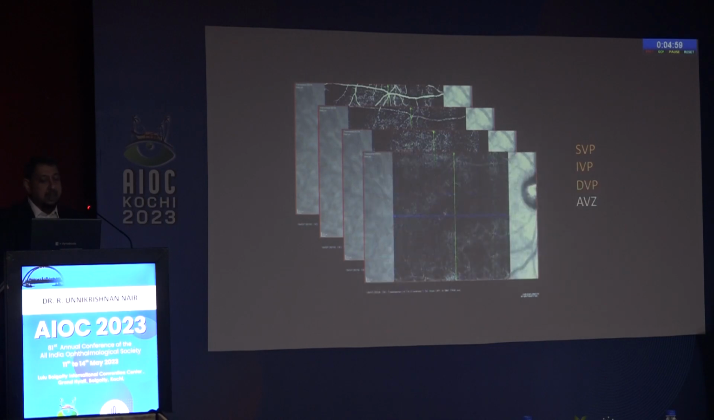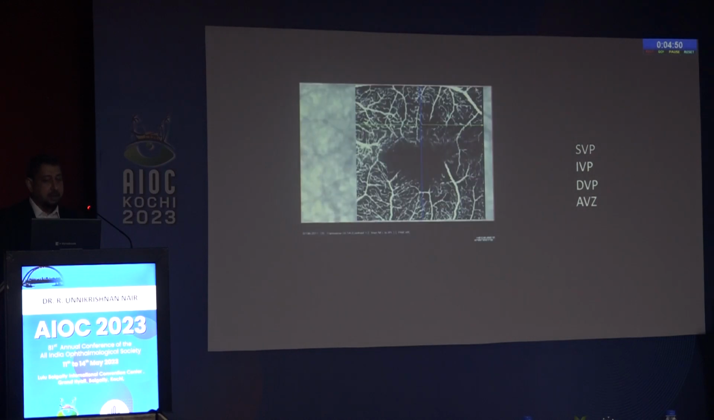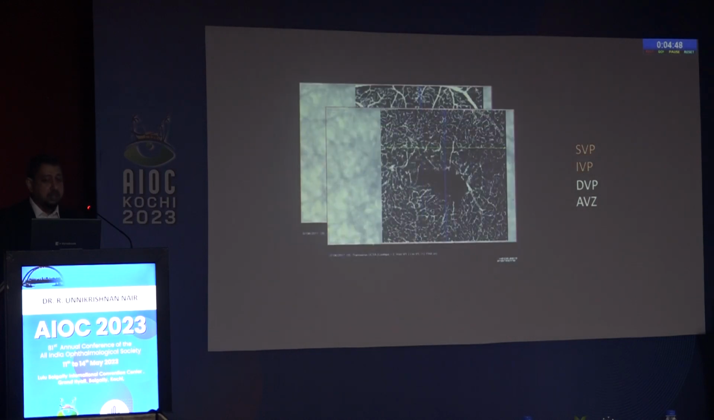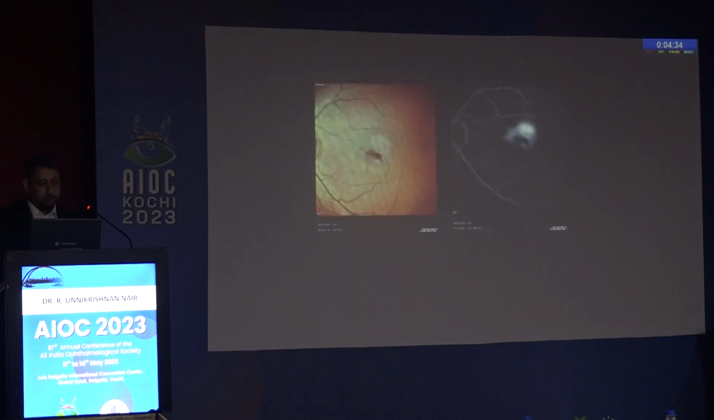But in the avascular zone, you don't see anything much, which means that this is a non-proliferative. And now let's go to the next one. The superior venous plexus, the intermediate, there are dragging changes. But in the avascular zone where you're not supposed to see anything, you see a vascular lesion, which is a CNVM. And this is how you differentiate non-proliferative from proliferative MACTEL.